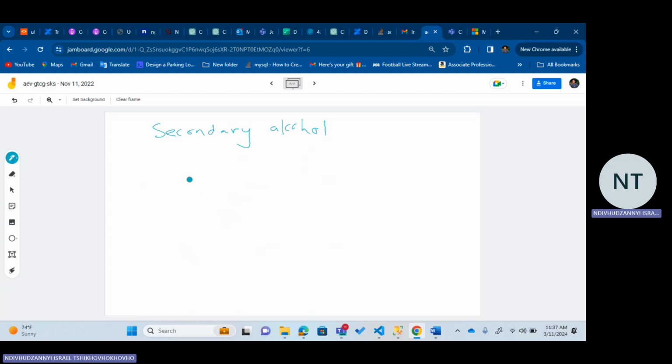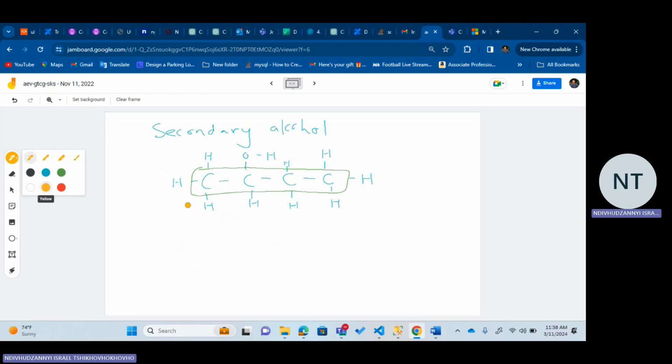Would be in this format: 1, 2, 3, OH. Yes, this one is a good example. So the first thing every time that you do is to identify the longest chain. That's the longest chain. Then we number in forward. So 1, 2, 3, 4. Also in reverse: 1, 2, 3, 4.